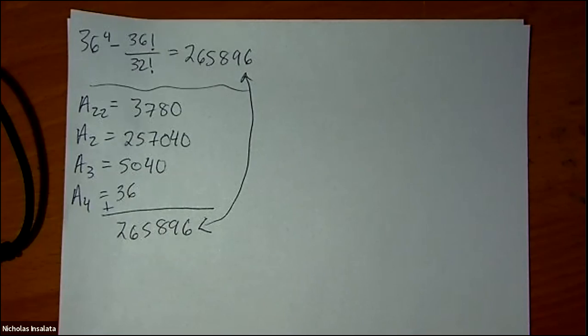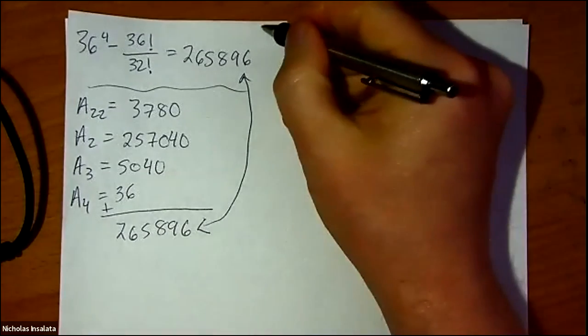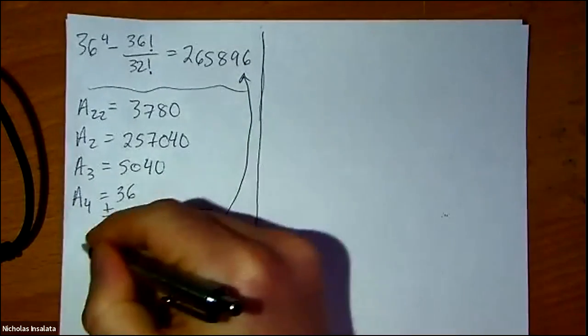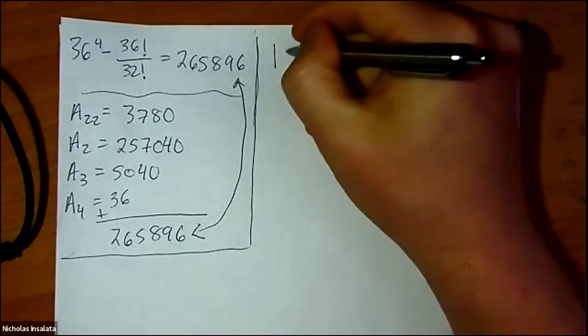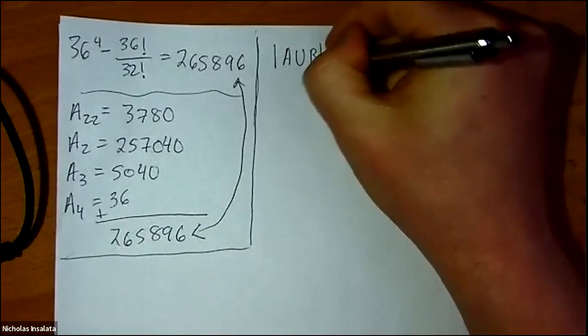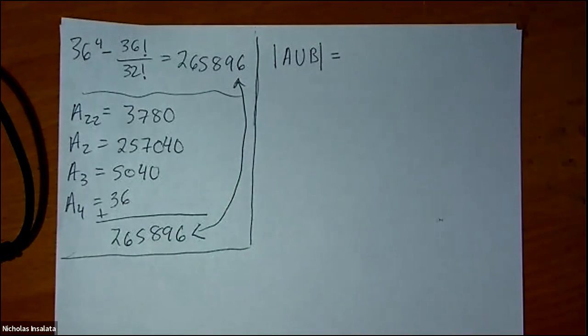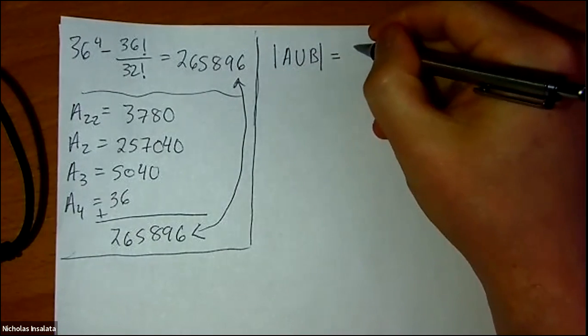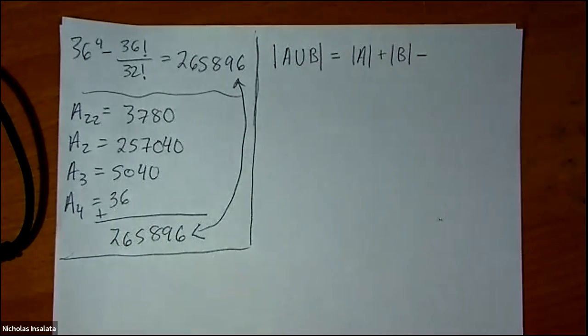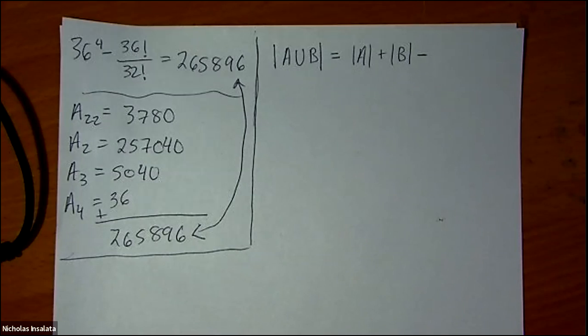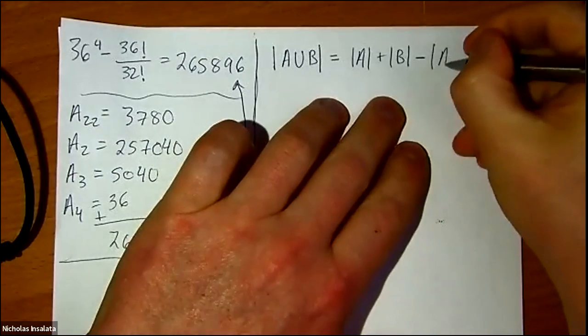All right. So the next rule that I want to tell you about is called the inclusion-exclusion rule. Which is to say that the size of A union B is going to be equal to the size of A plus the size of B minus what? Good. The size of their intersection is what we subtract off.